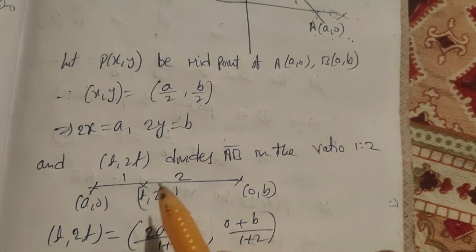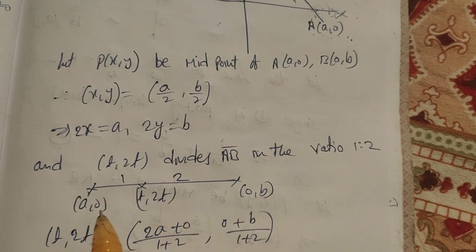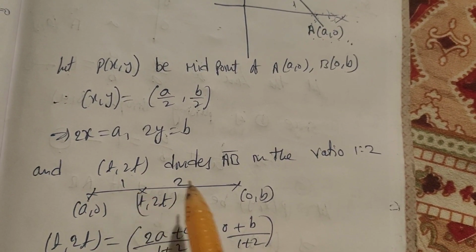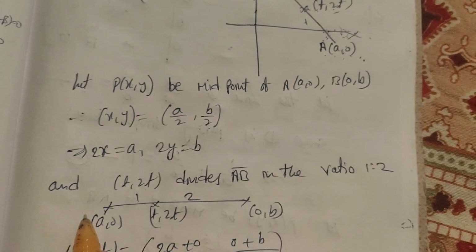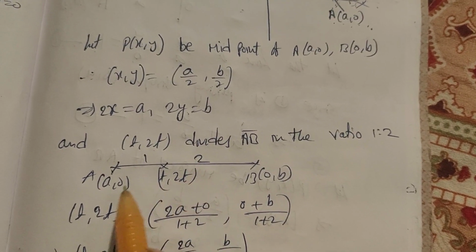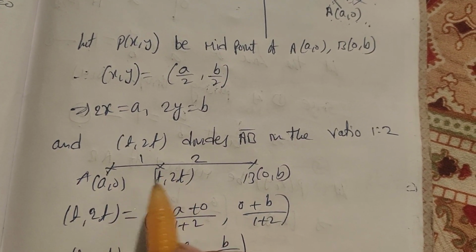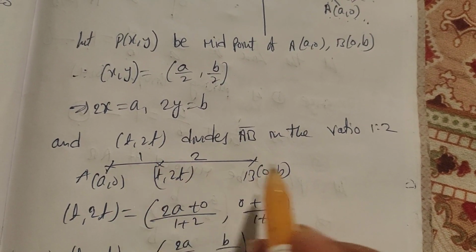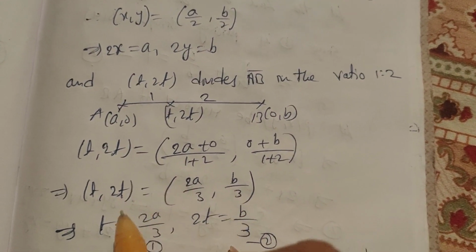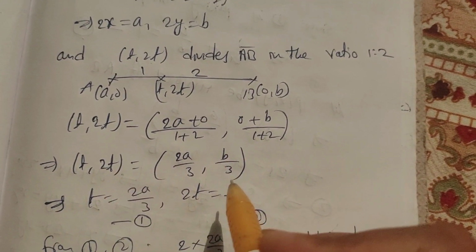So take another relation that they gave. (t, 2t) divides AB in the ratio 1:2. So A is (a, 0), B is (0, b), and (t, 2t) divides in the ratio 1:2. This is line segment AB, here A, here B. So (t, 2t) is equal to ((2·a + 1·0)/(1 + 2), (2·0 + 1·b)/(1 + 2)). That means (t, 2t) is equal to (a/3, b/3). Equate corresponding coordinates. t is equal to a/3, 2t is equal to b/3.